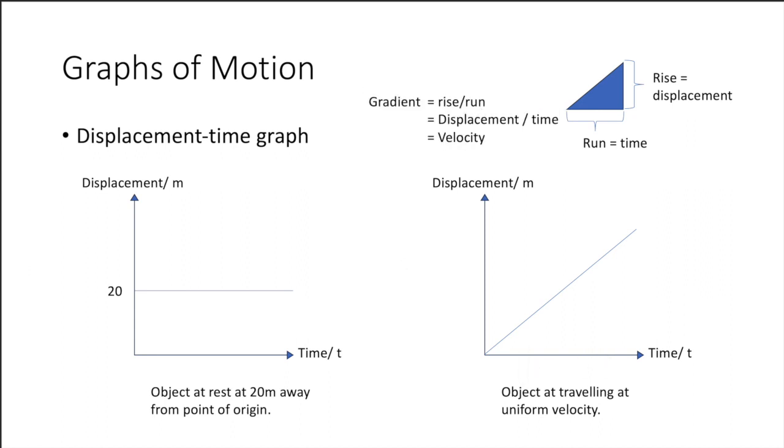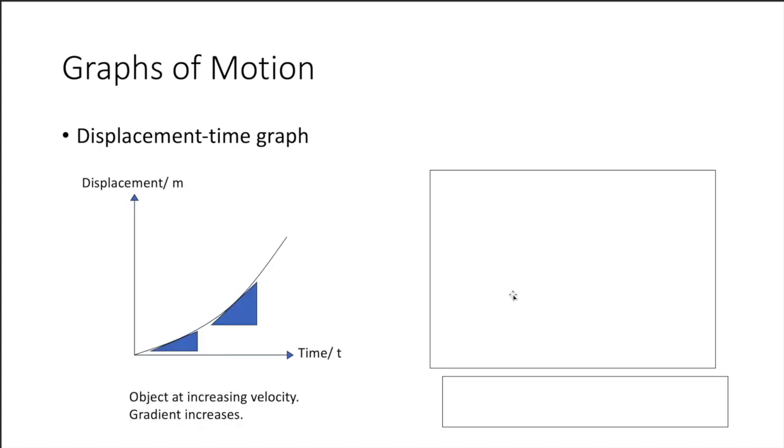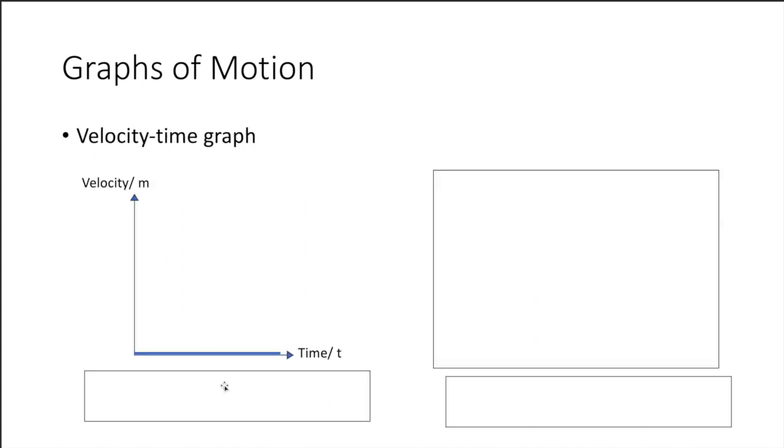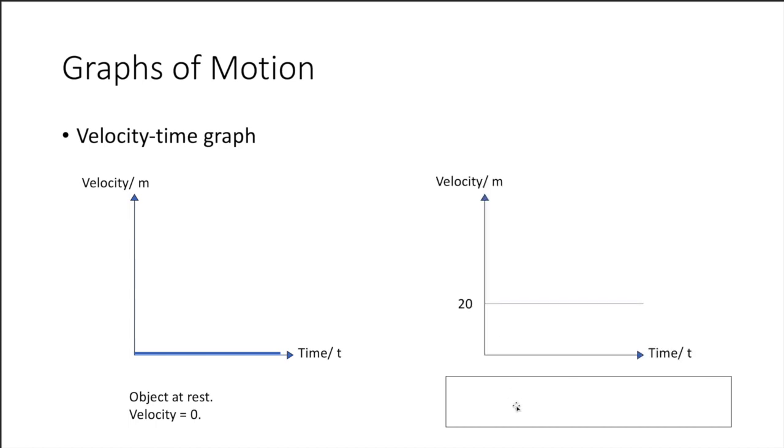Increasing velocity, so the gradient will change. Decreasing velocity, the gradient will get more gentle. So the next one will be the velocity time graph. If an object is at rest, it has to be at 0. Traveling at constant speed, it is a straight line above 0.